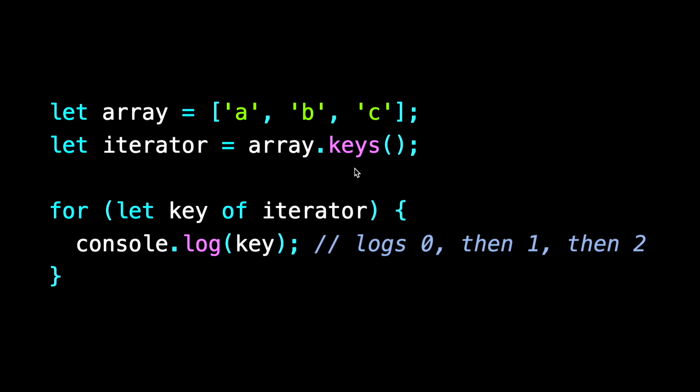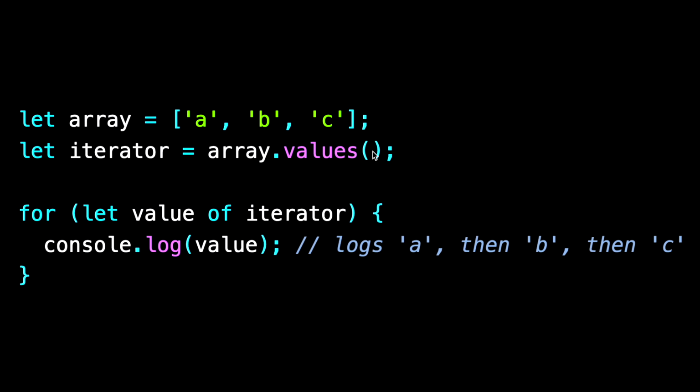The keys method returns a new array iterator object that contains the keys for each index in the array. So in this example, after we get the keys, which is 0, 1, 2, we use a for of loop. So we can get each key in the iterator, which is 0, 1, 2, and we're going to log each key. So it's going to log 0, then 1, then 2.